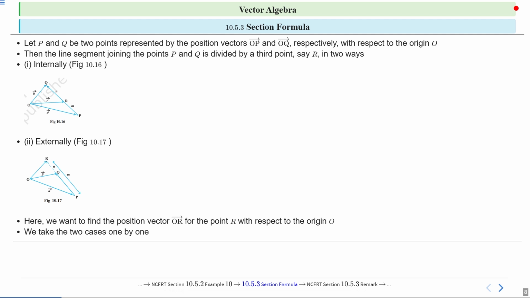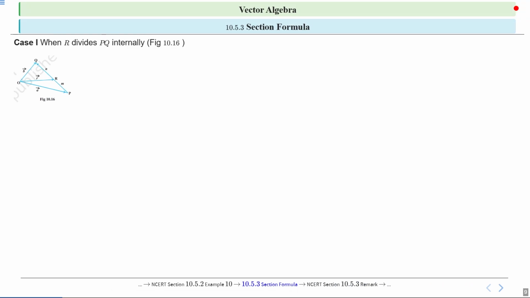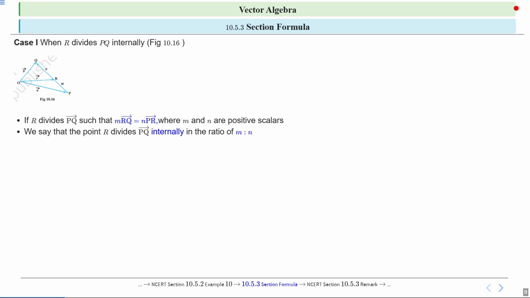We take the two cases one by one, right? Case 1, when R divides PQ internally. If R divides PQ such that m RQ vector is equal to n PR vector, where m and n are positive scalars, then we say that the point R divides PQ vector internally in the ratio m is to n.